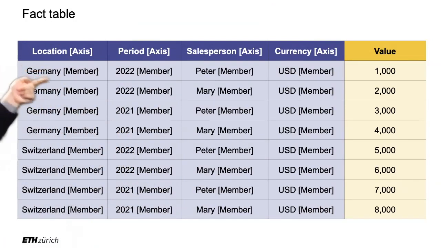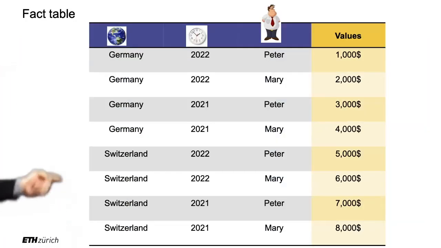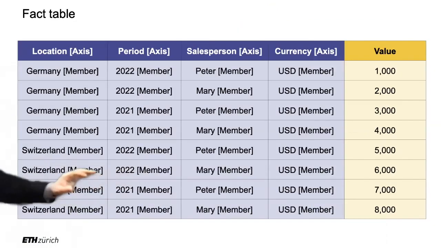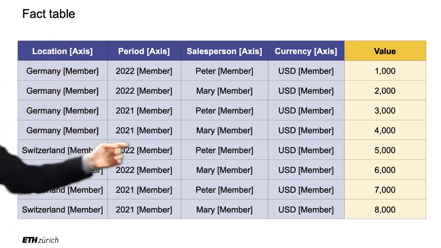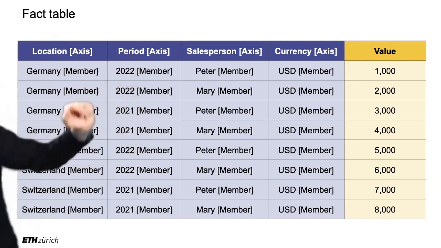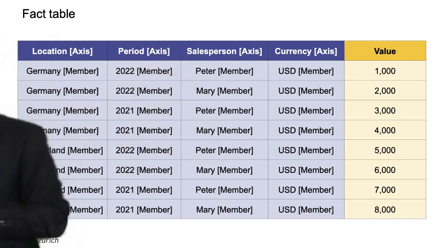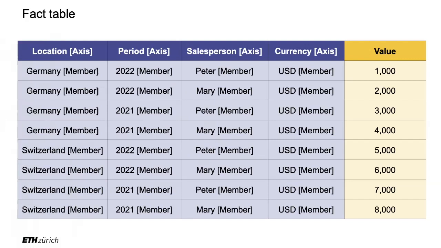You see that all of the values that the dimensions can have, right? Typically, they are called members. So Switzerland is a member of the location axis, and Germany is another member of the location axis. 21, 22 are two members of the period axis, and Peter and Mary are two members of the salesperson axis, right? So putting these square brackets is actually very helpful to always remember what you're talking about, to distinguish between what is an axis and what is a member. It's very verbose, but it's actually beautiful to visualize and understand.